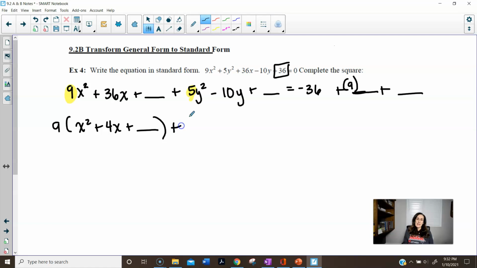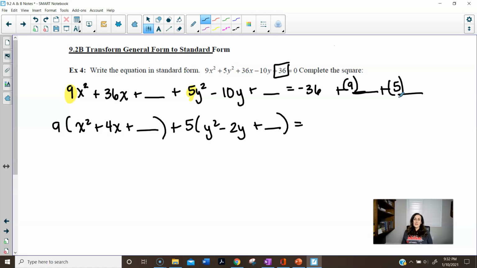And then I have plus, I'm going to take out the 5, which gives me y squared subtract 2y plus something equals. Now, the plus something, again, if I factor out the 5, then I'm going to have to multiply this plus something over on this side also by 5.